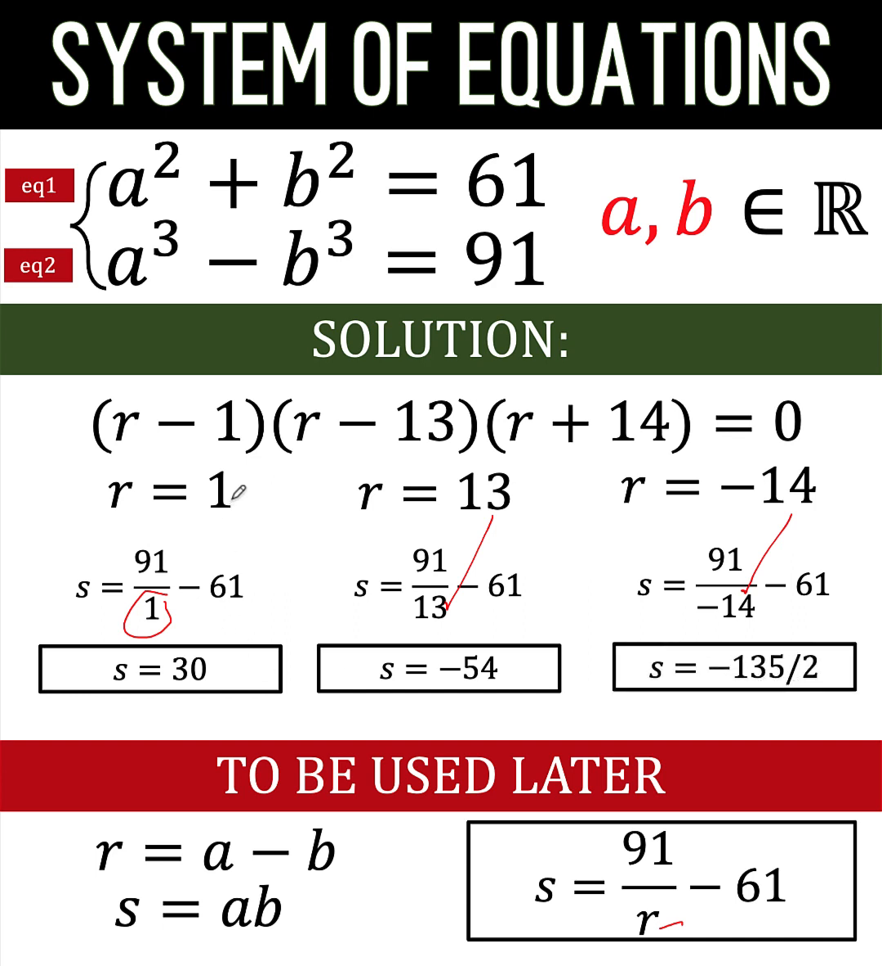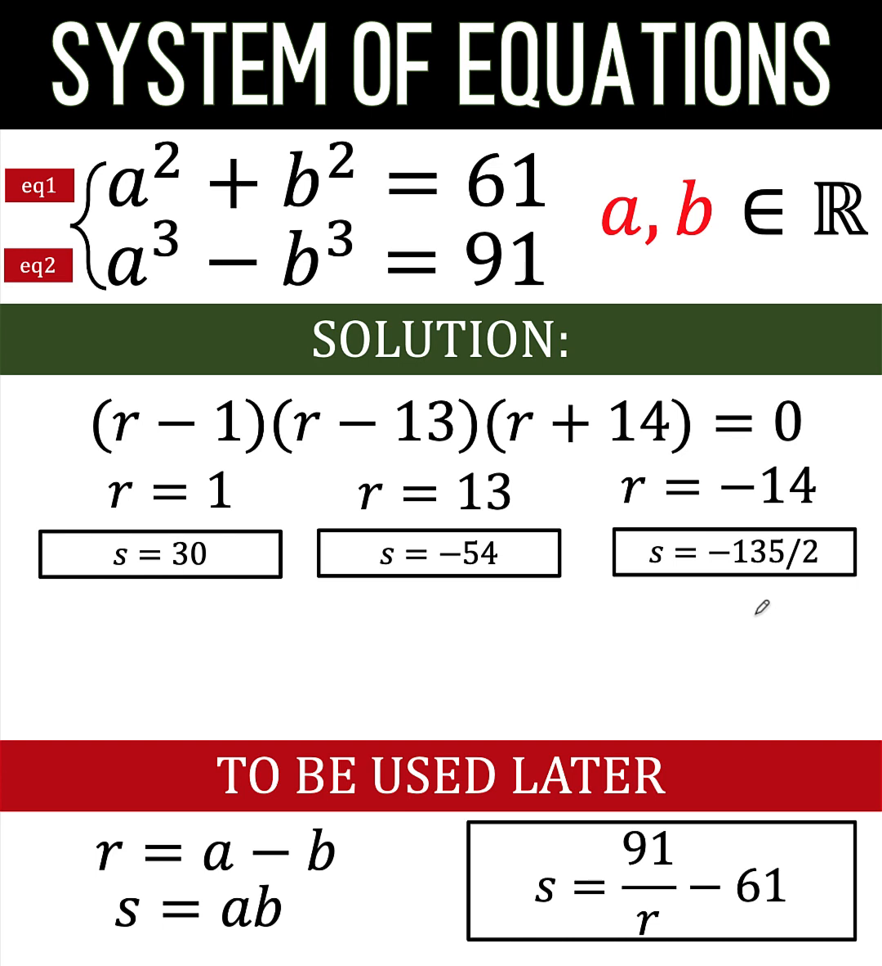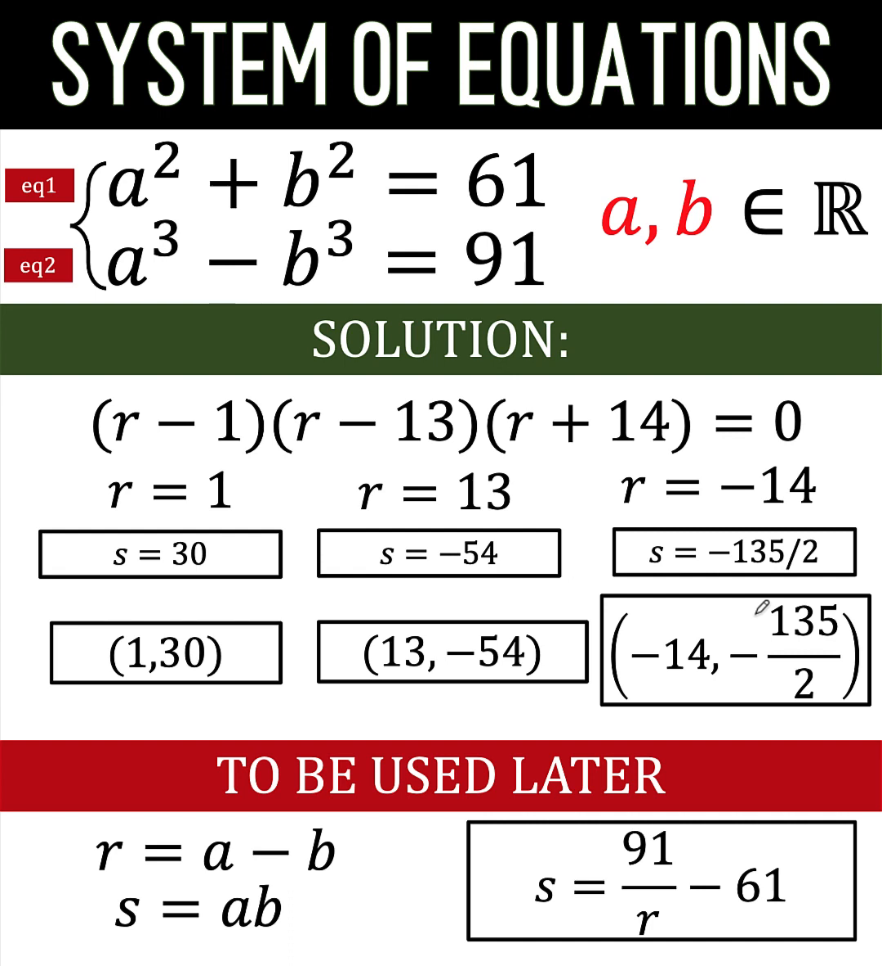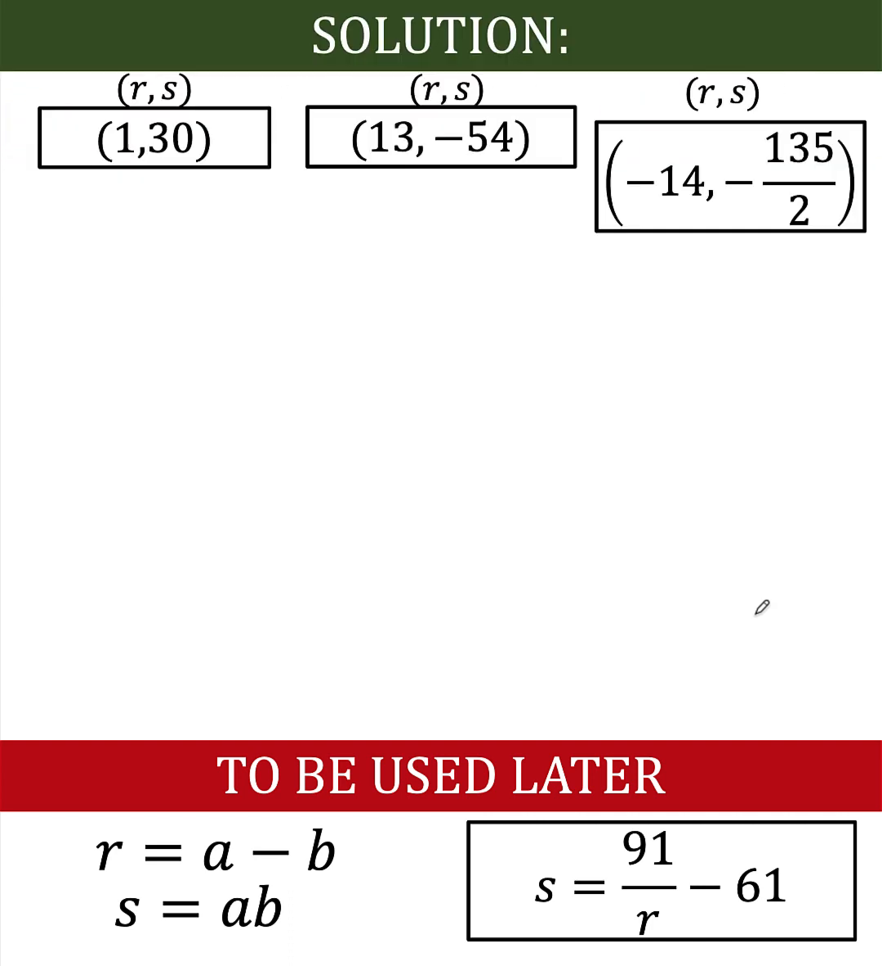So we have the value of r, we have the value of s for each of these three combinations. So the ordered pairs (r, s) therefore are (1, 30), (13, negative 54), and (negative 14, negative 135 over 2). These are the values of r and s. But what we want to find are the values of a and b. But we already know what's the expression for r in terms of a and b.